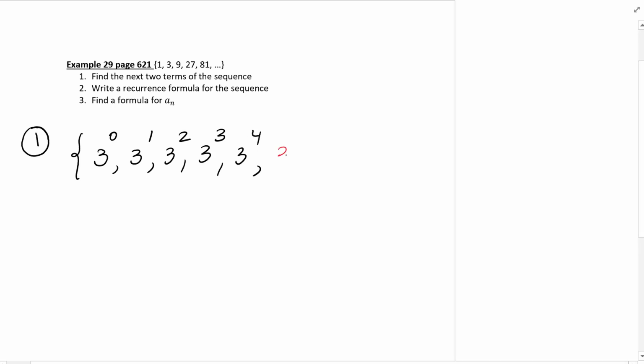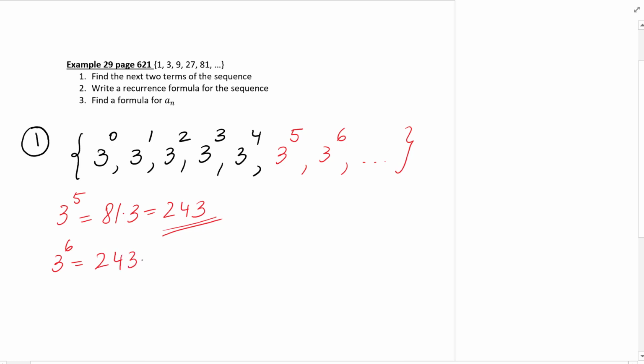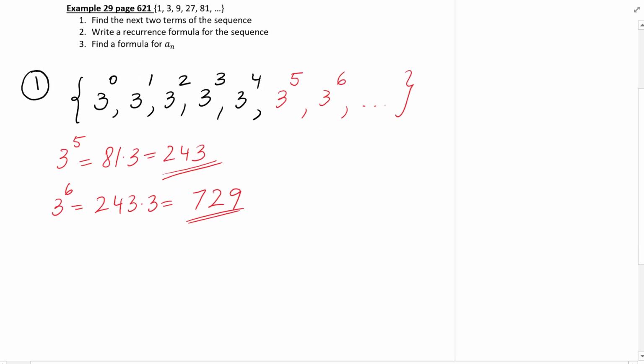I'm going to write 3 to the 5th, the next one, and 3 to the 6th, the next one, and so on. Now 3 to the 5th is 81 times 3, so it's 243, because we are now writing them in the form that they originally were. And 3 to the 6th would be 243 times 3, so it would be 729.